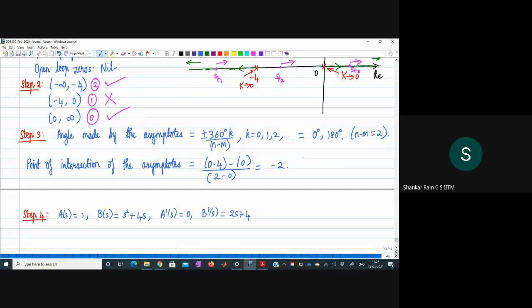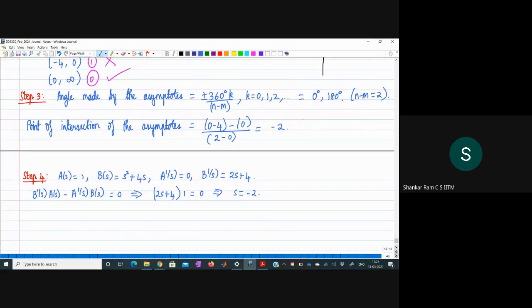So we use the same equation, right? B prime s A of s minus A prime s B of s is equal to 0. What will this give us? This will give us 2s plus 4 multiplied by 1 equal to 0. Because the second term will be 0, since A prime s is 0. So this will give s equal to minus 2. Okay, we still do not know whether this is a breakaway point, right? So we need to test whether this can actually be a breakaway point, right?